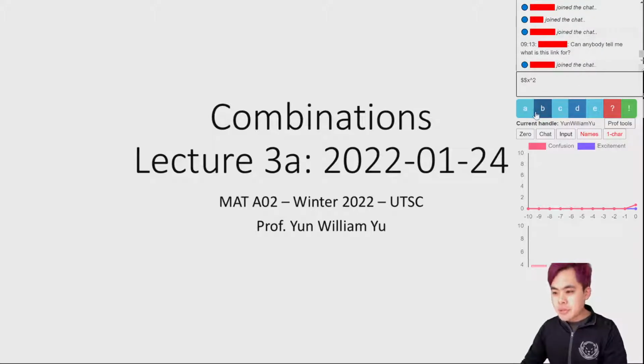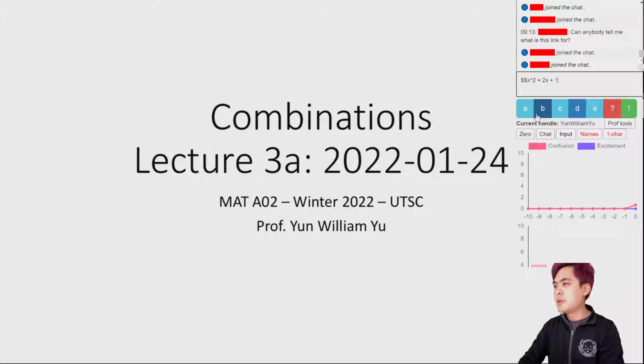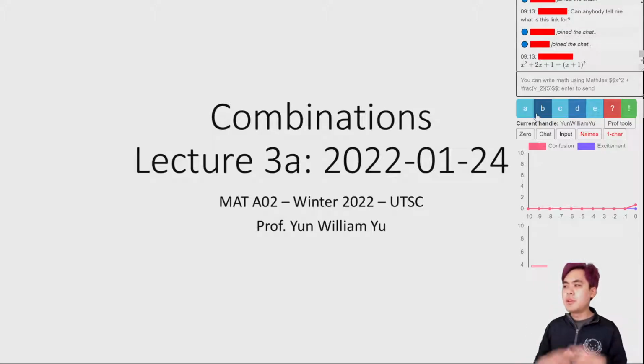Can anyone tell me what this link is for? This is the new chat. You can also type math in the chat, so like if I type x squared plus 2x plus 1 is equal to x plus 1 squared with $$ signs on either side, you can also type math into the chat.